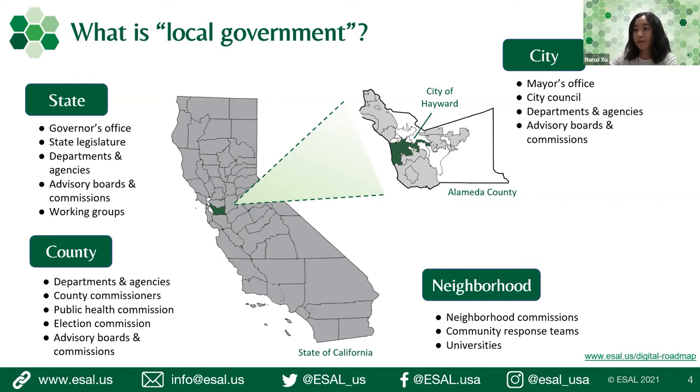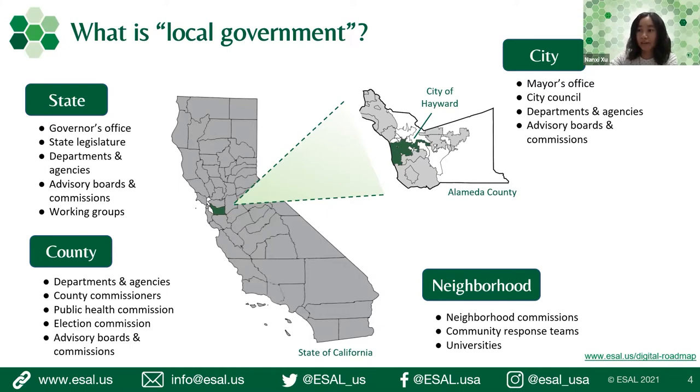And then the next level is perhaps a bit more niche. It's the neighborhood level where you can see unique things. And one thing that people don't often think about is that university government is actually also a form of local government. It is classified in this category of neighborhood level. And my first local engagement experience took place in university government.